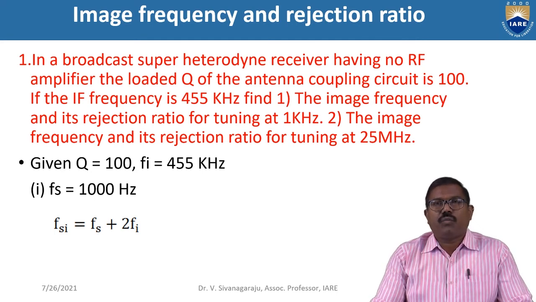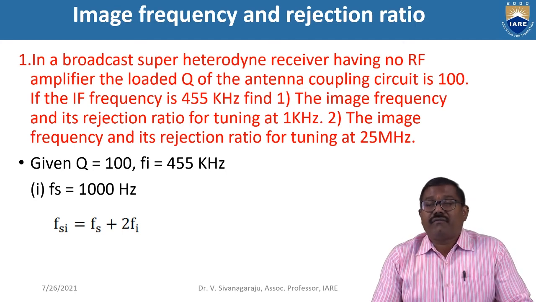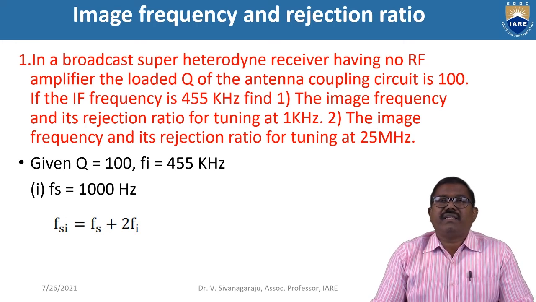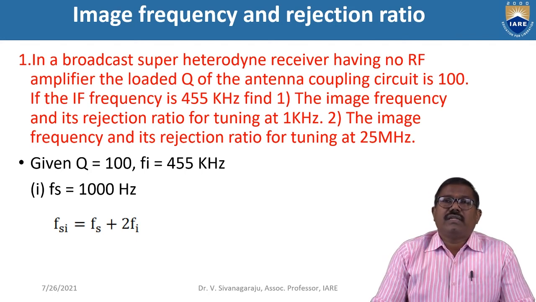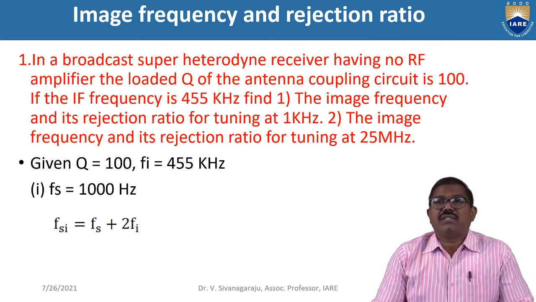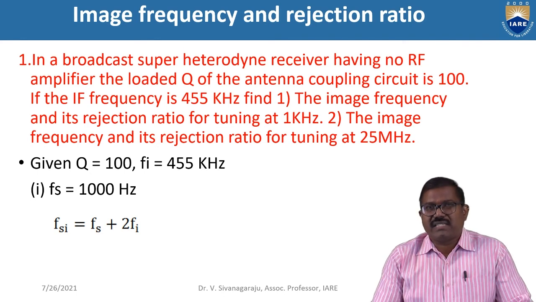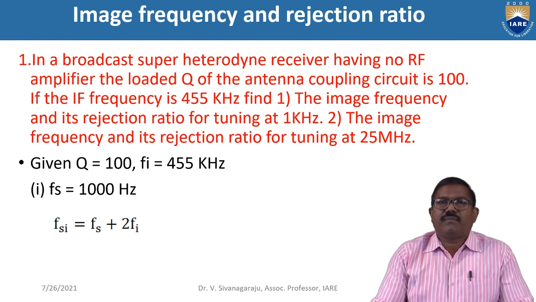So this is a given problem. We are going to find the image frequency and rejection ratio for the given tuning frequencies. Okay, so first let us take the given data for solving this problem. Here the Q factor is given, that is 100, and FIF is given, that is 455 kHz.